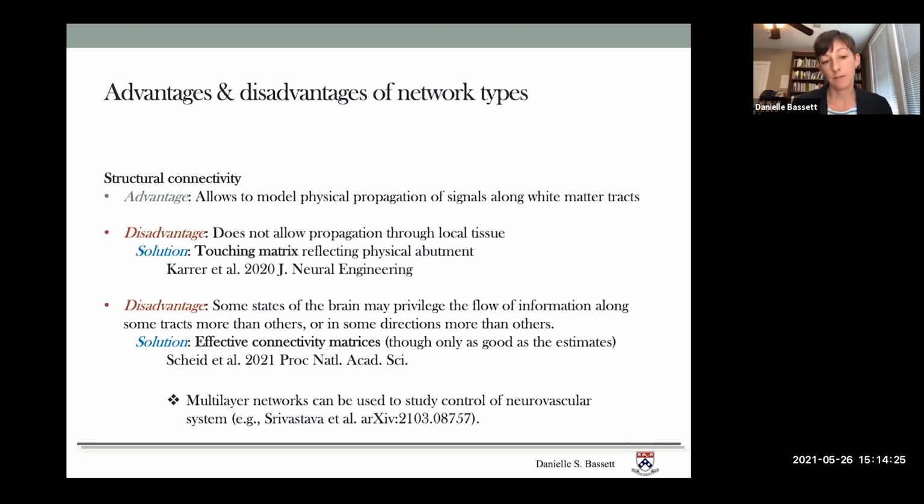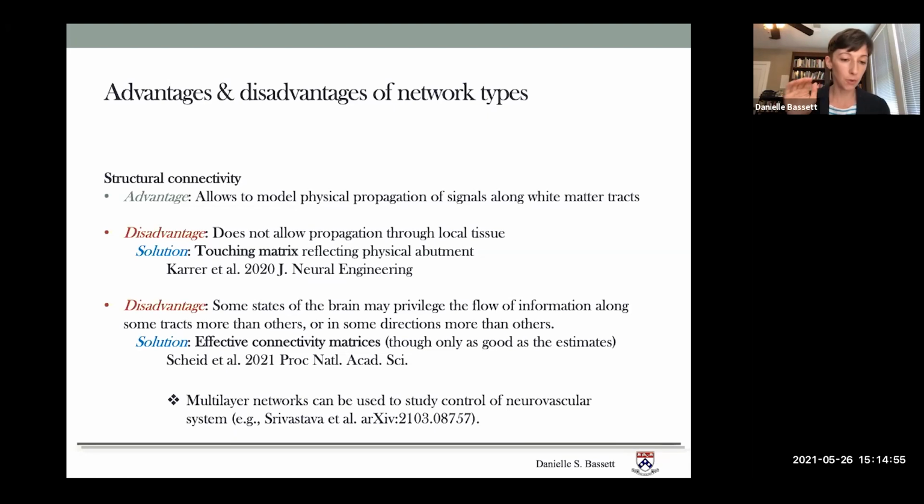A second disadvantage of using structural connectivity here is that some states of the brain may privilege the flow of information along some tracks more than others, or in some directions more than others. And so a solution to that disadvantage is to instead use effective connectivity matrices. And they're going to be excellent as long as the estimates are good. So that's a really nice place to go if you care about context dependence.